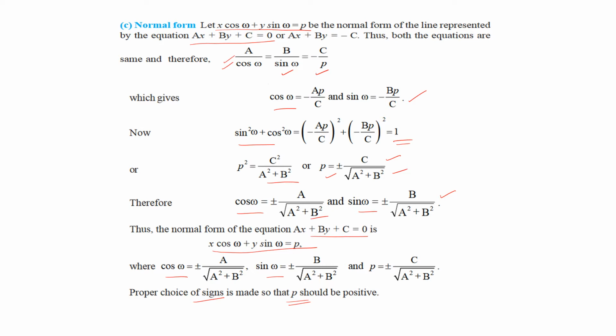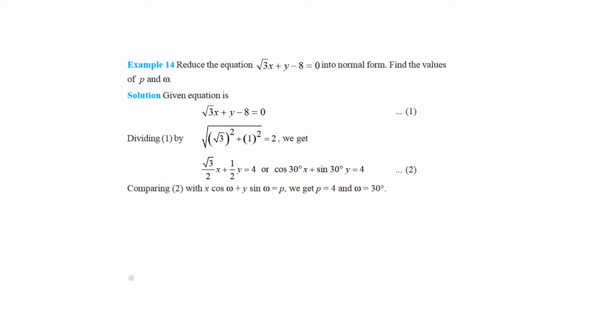So, let us take an example. Reduce root 3 x plus y minus 8 equal to 0 into normal form and find the values of p and omega. This is the given equation. How to reduce it to normal form? You will divide equation 1 on both sides by the square root of the sum of squares of the coefficients: root 3 whole square, and the coefficient of y here is 1, so that becomes 2. So, you will divide both sides of this equation, taking the 8 to the other side. You need to keep this perpendicular distance positive.